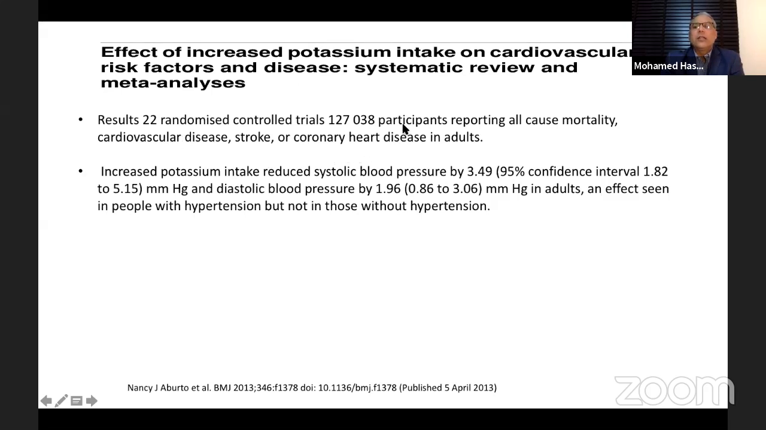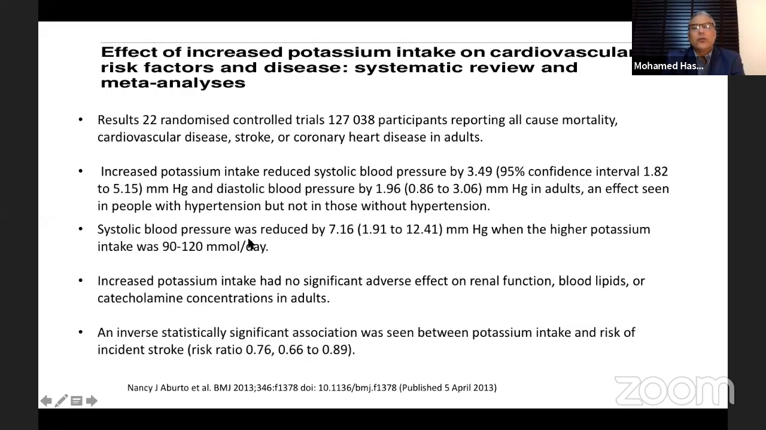So in this particular study, they looked into systematic review and meta-analysis of 22 randomized controlled trials, including over 127,000 persons. And they were all reported for all the cardiovascular outcome. When they looked into increased potassium intake, that lowered the blood pressure in general by 3.4 millimeters mercury for systolic and by nearly 2 millimeters mercury for diastolic.